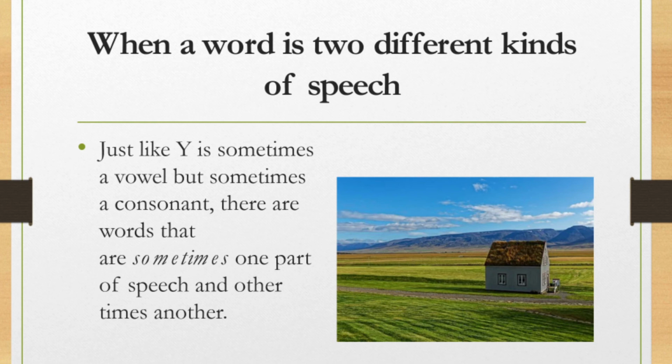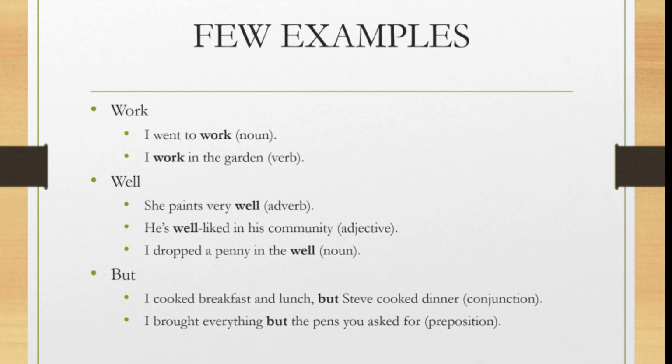When a word is two different kinds of speech, just like Y is sometimes a vowel but sometimes a consonant, there are words that are sometimes one part of speech and other times another. A few examples. Work. I went to work. It's a noun. I work in the garden. It's a verb. Well. She paints very well. Adverb. He is well liked in his community. Adjective. I dropped a penny in the well. Noun. But. I cooked breakfast and lunch, but Steve cooked dinner. Conjunction. I brought everything but the pens you asked for. Preposition.